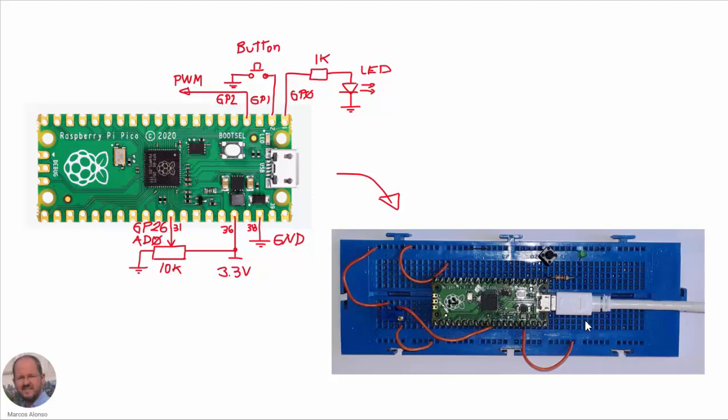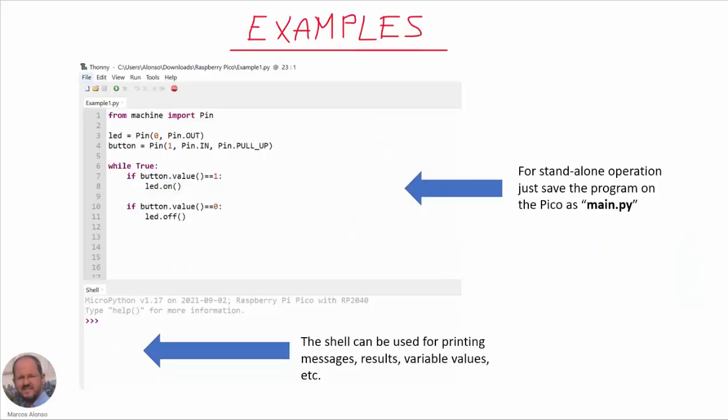So here in this photograph we can see the different devices. This is the LED, the push button here, and the potentiometer on this part of the photograph. We are going to see now some examples.